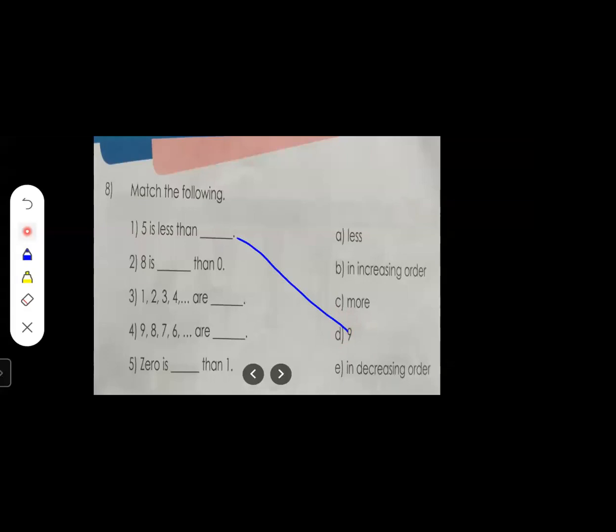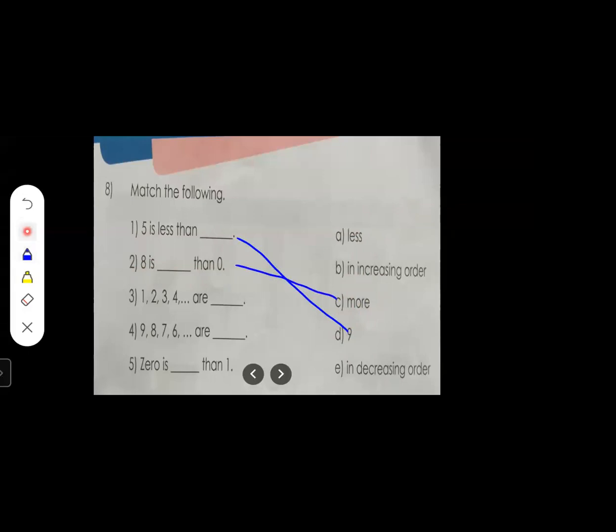Okay. Now 8 is dash than 0. Means what, student? 8 is less than 0? 8 is a smaller number? No. 8 is more than 0? Yes, 8 is more than 0. So we are going to draw a line to C, more.